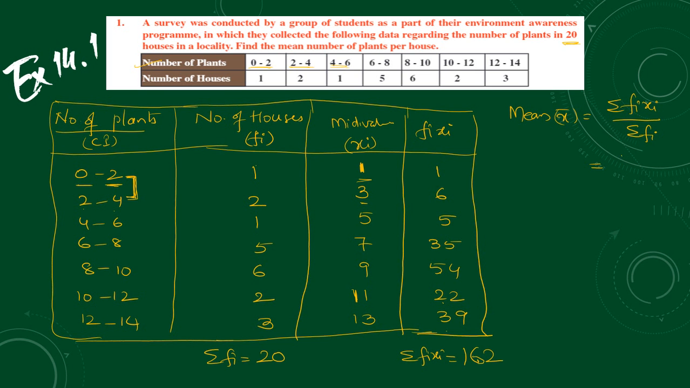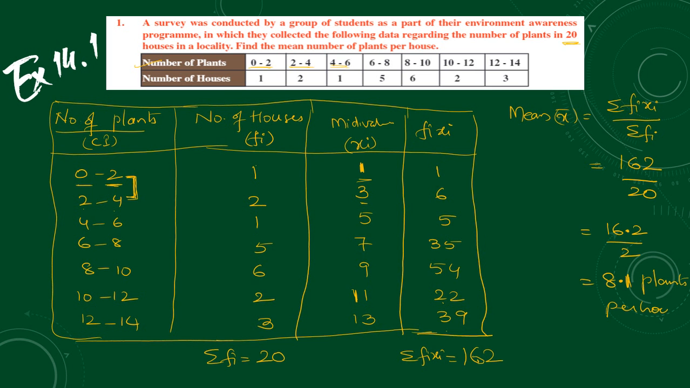Now directly substituting the values here: 162 divided by 20. If I remove the zeros, this becomes 16.2 divided by 2, which gives me 8.1. What did he ask? Find the mean number of plants per house. So the answer is 8.1 plants per house.